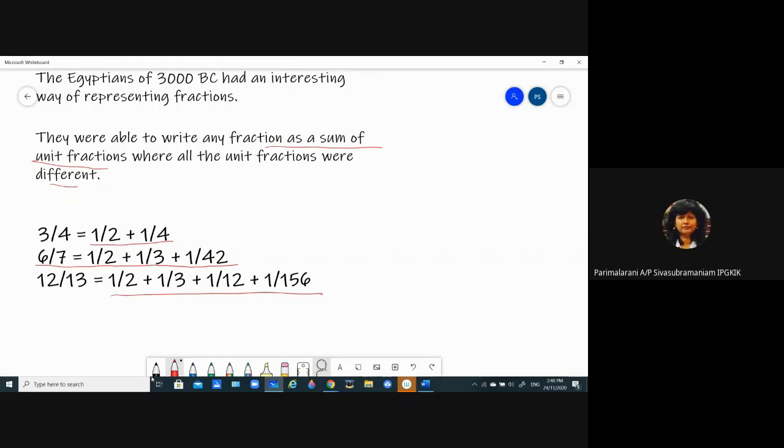So we are going to do some problems concerning Egyptian fractions. Before we go to that, we want to revise what unit fractions are. Unit fractions are fractions that have a numerator of 1. For example, 1 over 2, 1 over 3, 1 over 4, 1 over 5, 1 over 6, and so on. Okay? So what is the largest unit fraction?